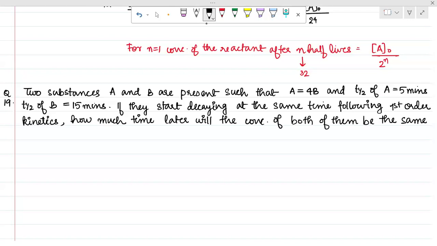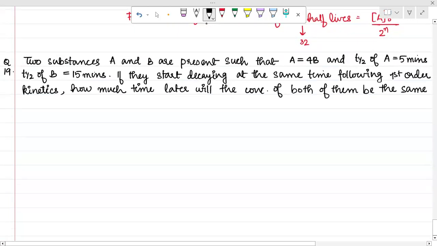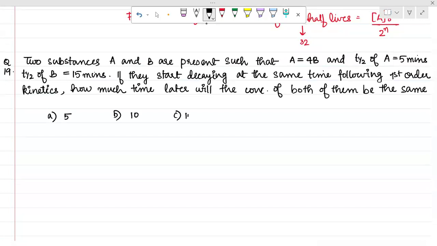This question can be done using integrated rate equations as well, but then I'll be solving it using the trick what I have said over here. That is equal percentages of the reactant reduced in equal time intervals. So that is what I'm going to opt over here. Okay, if you want, you can do it using integrated rate equations as well. It's okay. We have to get the final answer, that's all. Options, 5 minutes, 10 minutes, 15 minutes, 20 minutes.